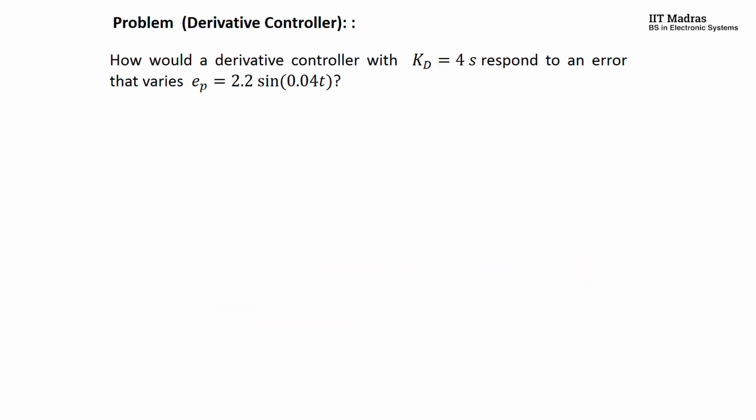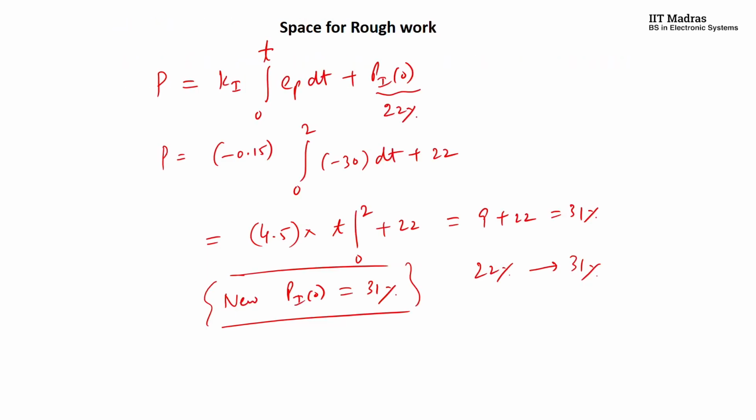Alright. If somebody gives you a new change in error, you have to start from the initial value of Pi of 0 to be 31%. So this is the way you need to attempt the problem on integral control action. That means you start with some last value of integral control action, and then you add to it the current integrated value.